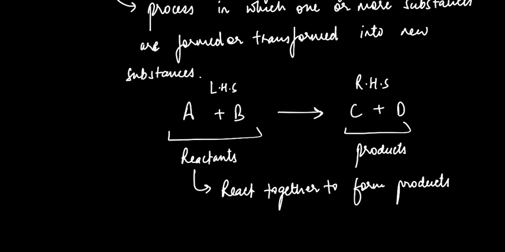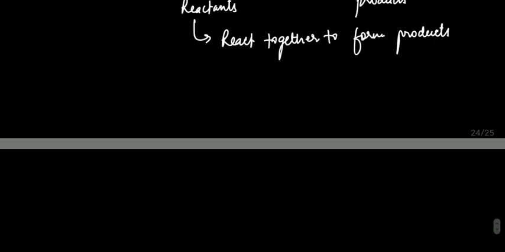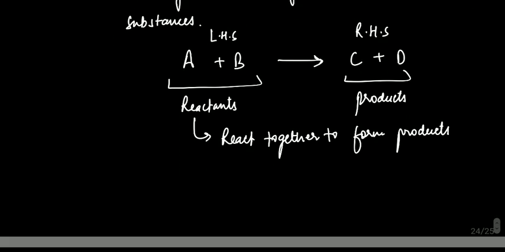So a single arrow indicates an irreversible process, and a double arrow, this kind of arrow, indicates a reversible one. But we are not discussing reversible processes as of now. So we'll be discussing irreversible chemical reactions only. Then if we go to the next part, this is what we call a chemical equation.